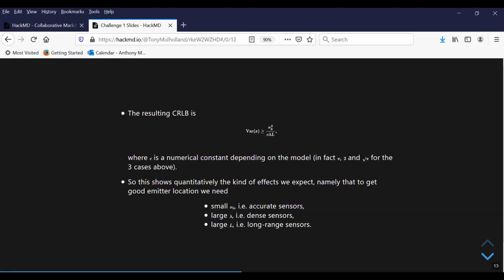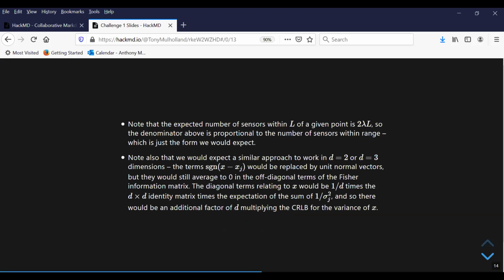And in fact, more precisely, this product, lambda L, which you see in the denominator of the expression there, if we go on to the next slide, then the expected number of sensors within L of a given point in this one-dimensional Poisson process is just 2 lambda L. So lambda L is proportional to the number of sensors within the range L of the contact point. So the form above is more or less what you'd expect. It's a sort of sigma naught squared over n kind of formula.